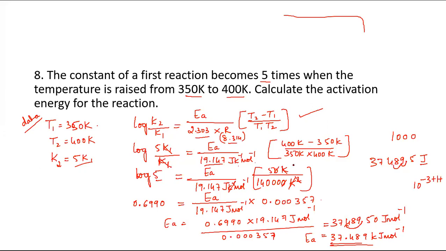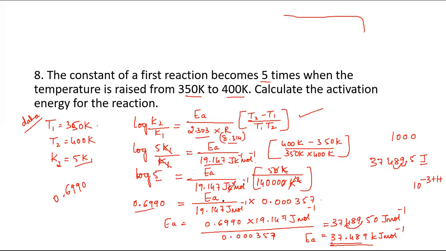So whatever we got, I had written here, right? And in log 5, K1 got cancelled. For log 5, you need to look up log 5 in the table. So log 5 is 6990. Since we have a single digit, before the decimal point we need to write 0. Therefore the log 5 value will be 0.6990.